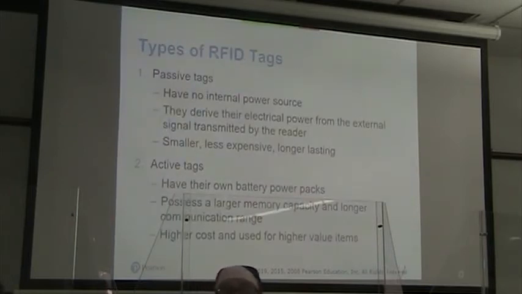Right, so we have two kinds of RFID tags. The first is the passive tag. It has no power source of its own, but it makes electric power from the magnetic field that the reader puts out so that it can signal back. They're very small, they're not very expensive, and they last quite a while.